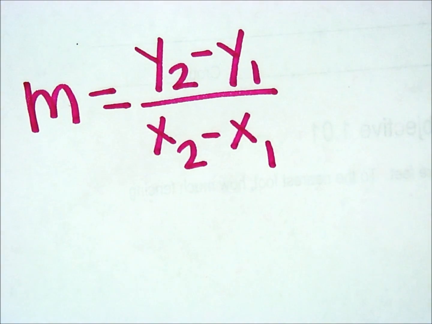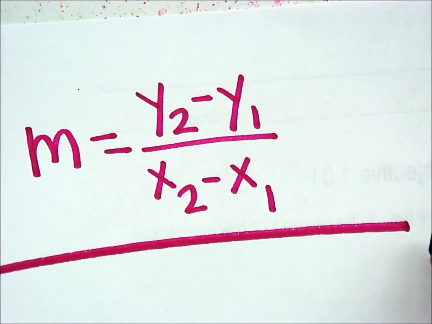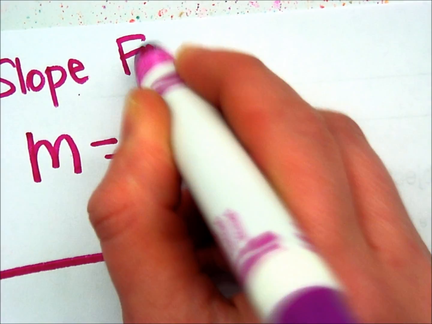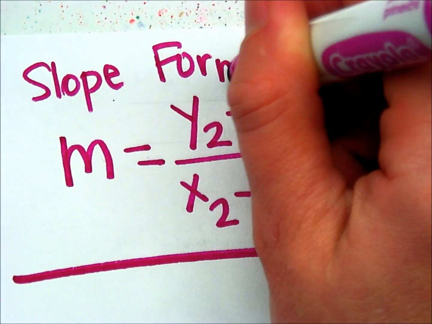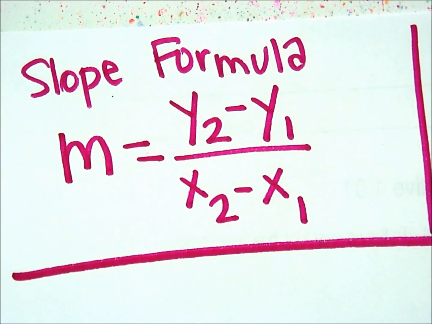The y sub 2 means the second y coordinate. The y sub 1 means the first y coordinate. The x sub 2 is the second x coordinate. The x sub 1 is the first x coordinate. So let's do some examples. This is the slope formula right here. Actually, I'll write that up here. Okay.